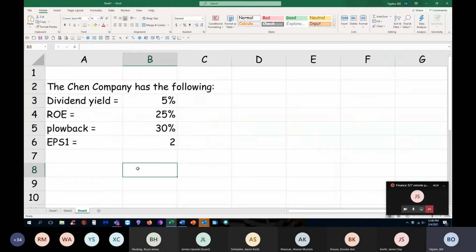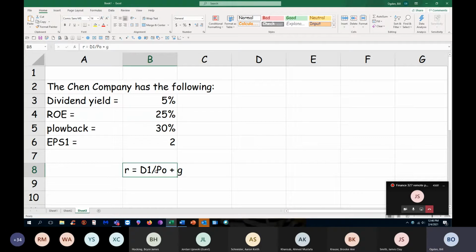Before we can find, actually that's not true. Let's say that if we're trying to follow the basic dividend growth model, before we can find the price, we need to find R. And we said that R has two components. It's equal to D1 over P0 plus G. Fill in the blanks.